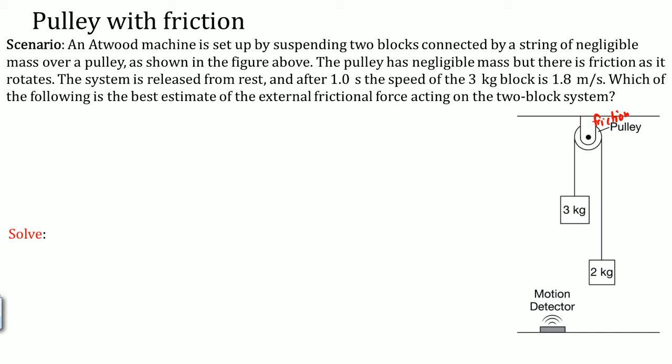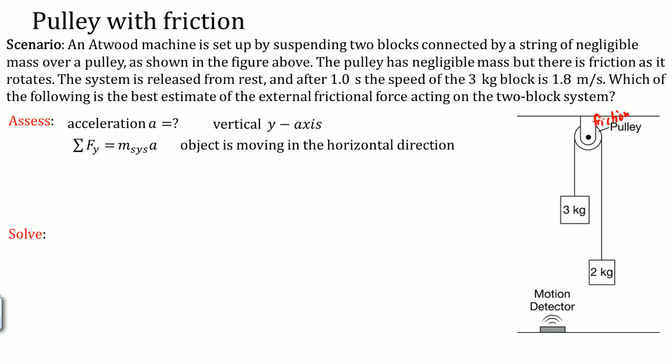Now that friction is involved, you want to actually compute that friction. Don't freak out. The way you solve this is the exact same way. You want to make sure you find the acceleration first. It's in the vertical axis, and we saw that it is moving in the vertical direction. So it's the same setup as before, same diagram.